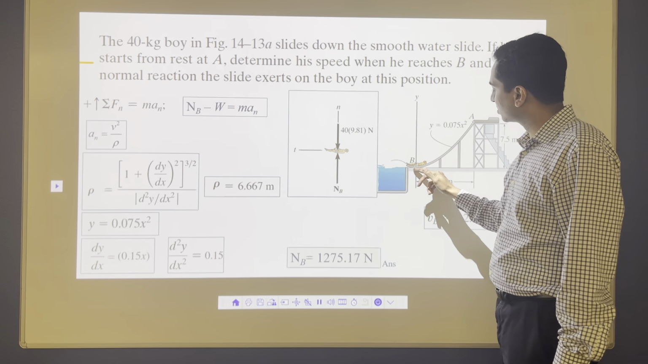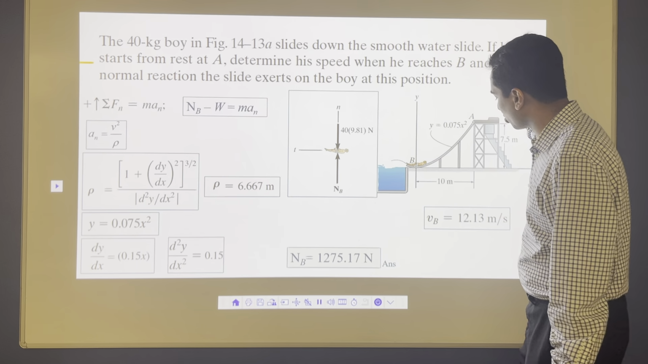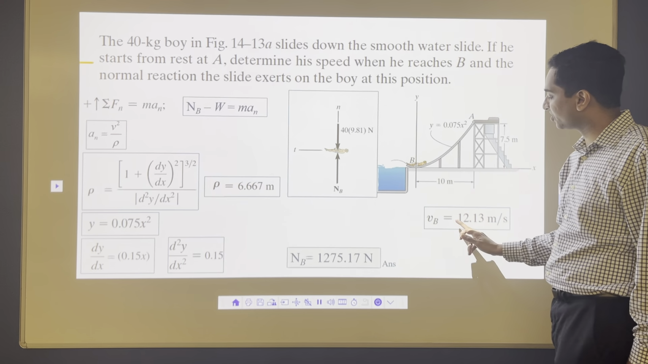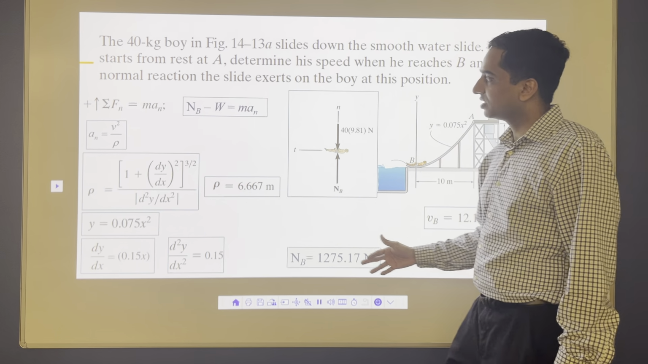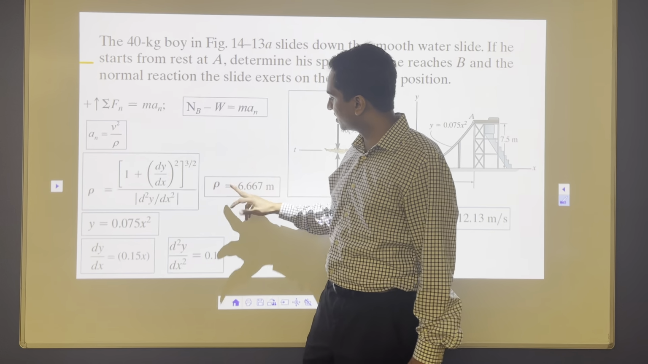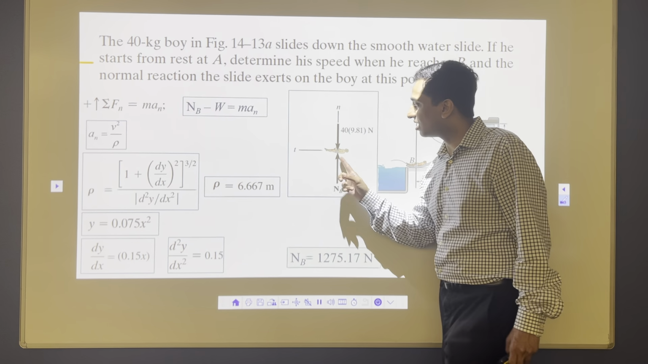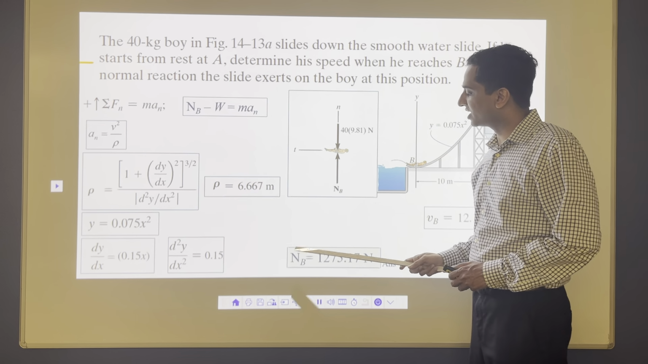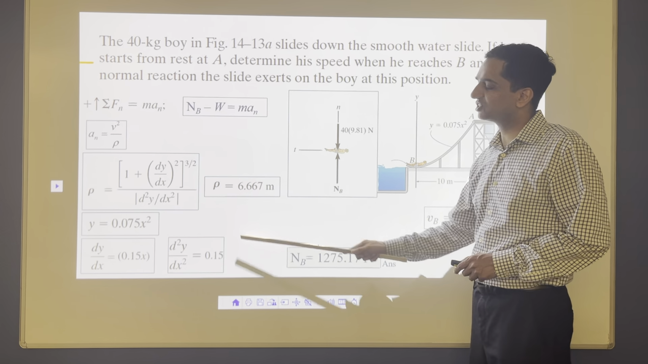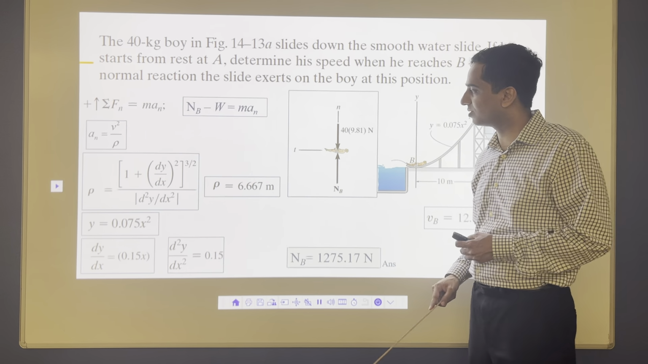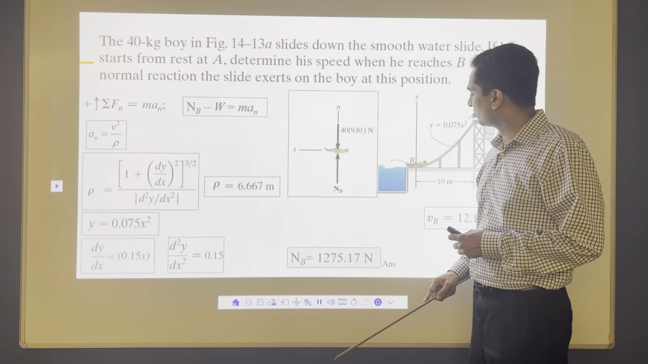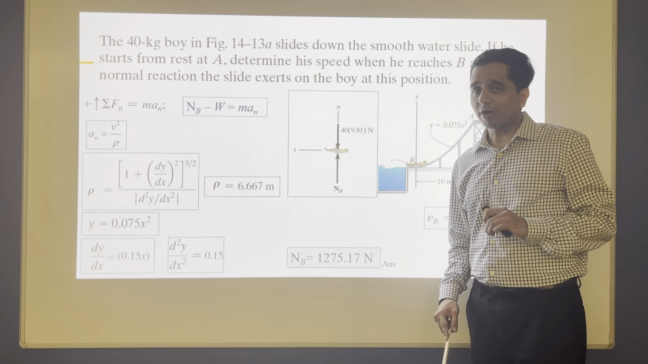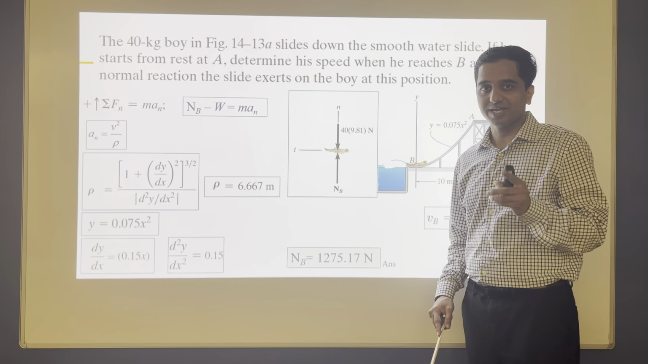So if you design this water slide for a very high height, if he starts at a higher point, then the velocity will be significantly higher. Say velocity here instead of 12 is 20, 25, 30. Then this a_n will be very high, this N_B will be very high, and this boy will hurt himself at this point. That is a very bad design, you don't want that. That's how we can calculate this final reaction, and this is normally a chapter 13 problem. Anyways, we use the principle of work and energy to calculate velocity, and we calculate the normal reaction. We'll stop here right now and we'll continue this chapter in the next video.